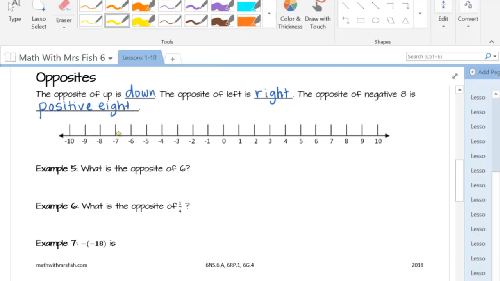I'm going to grab a yellow here. There's 0. We started with negative 8. Here's negative 8. Here's positive 8. They are on opposite sides of the 0. And we're going to write that. They are on opposite sides of the 0.